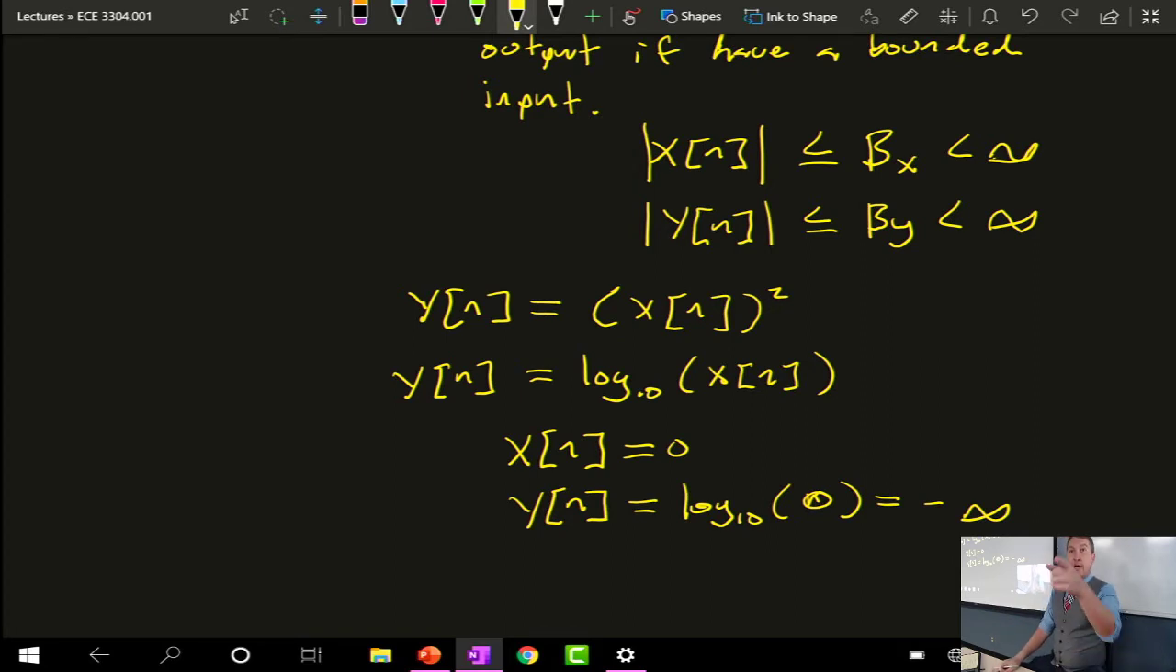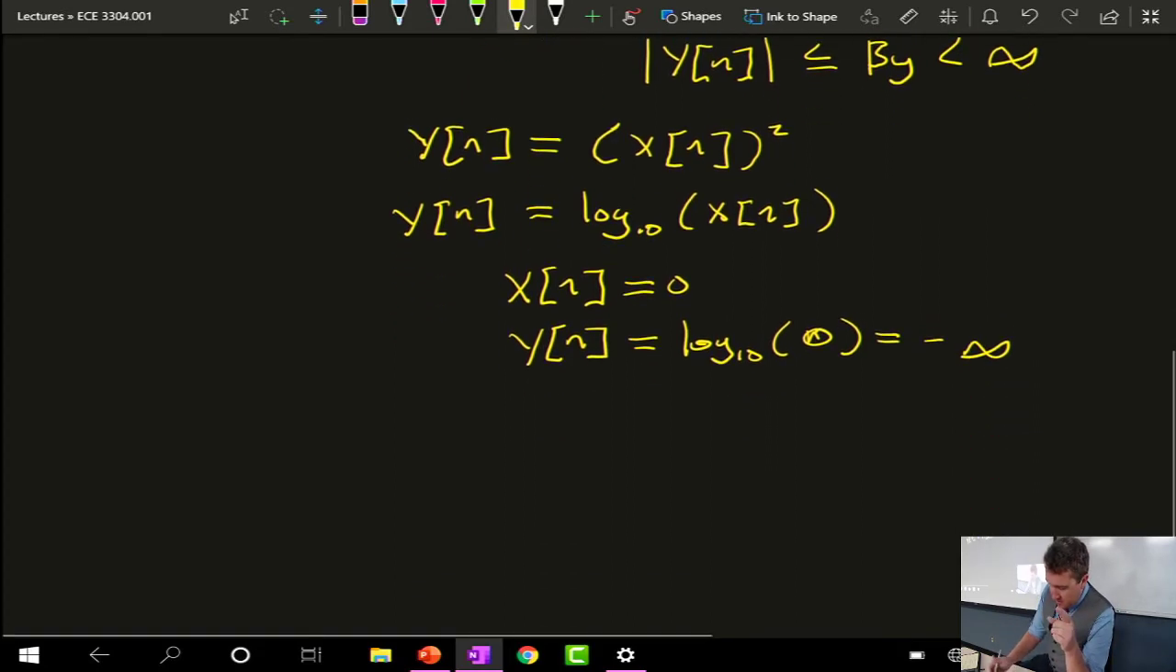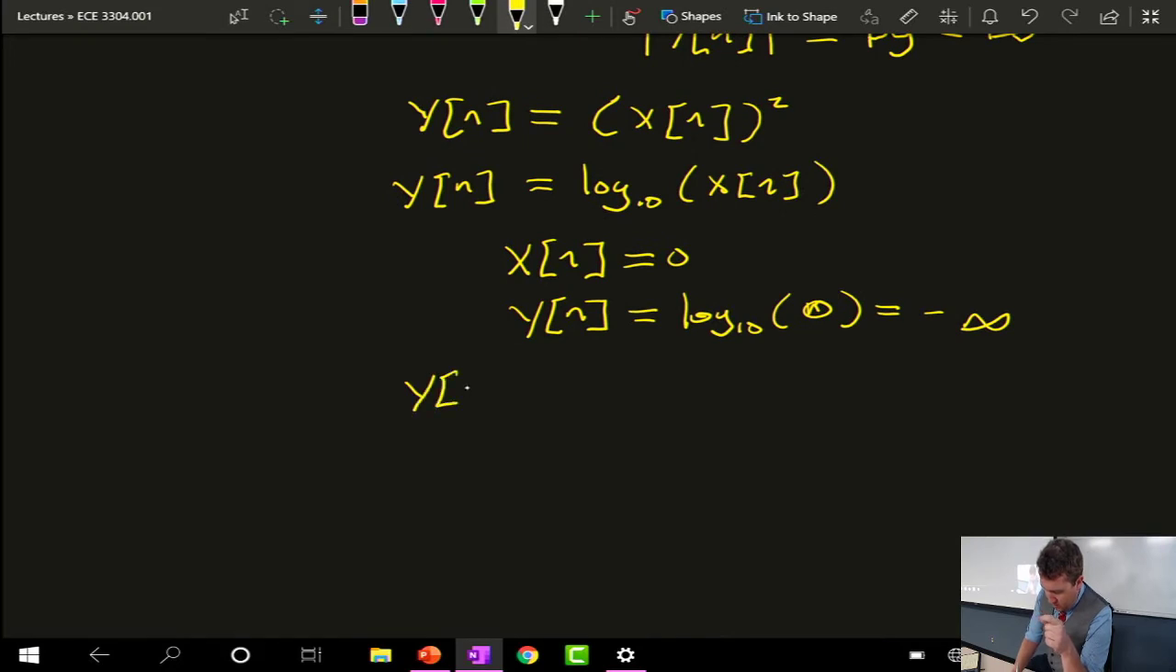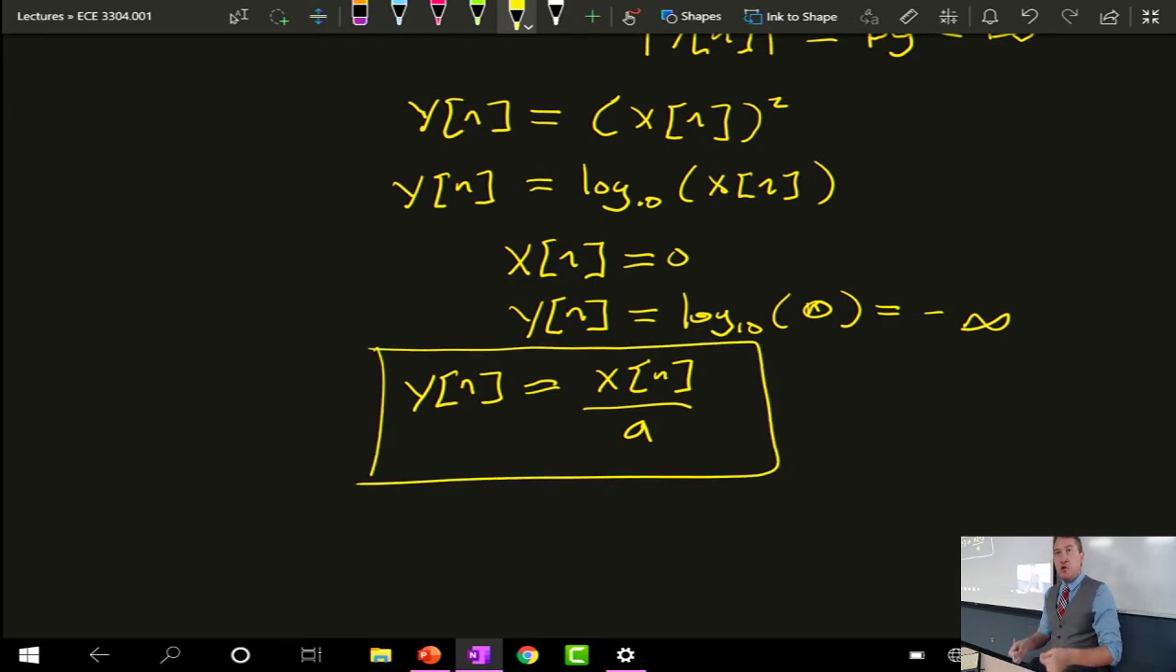Yeah. Well, actually, I can think of a counterexample right now. What about this? How about y of n equals x of n over some constant a? Is this stable? Not stable if x of n equals 1 over n. Or no, if a is 0. Right, if a is 0. But my point is, if a is not 0, then the system is stable. So just this definition alone doesn't tell us if it's stable or not.